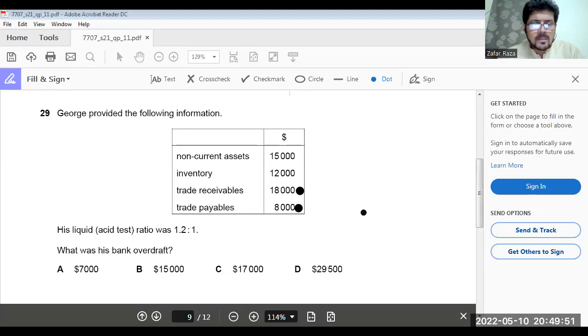Okay. Now the liquidity ratio is given here. We need to know the overdraft. We have only one liquid asset, 18,000. So what we do, 18,000 divided by 1.2. It means your current liability should be 15,000. Out of 15,000, trade payable is 8,000. 15,000 minus 8,000, answer is 7,000. So this is your answer, A option. Getting my point clear?